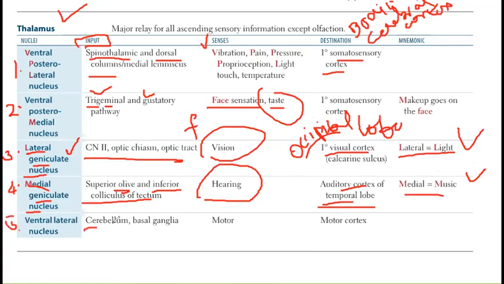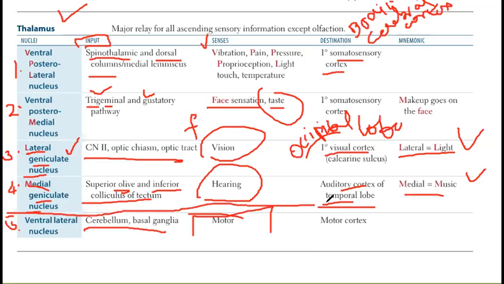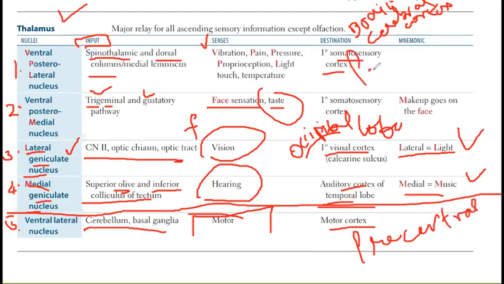It receives input from your cerebellum and basal ganglia. Now they are high up in your brain, and this is motor. So in the motor system we will study this. Up until the sensory system we will be studying these 4 nuclei, and we have to study these 3, and we will study this 4th in the motor system. Its destination is the motor cortex. So what is the motor cortex? Your precentral gyrus. Motor is your precentral gyrus and sensory is your postcentral gyrus.